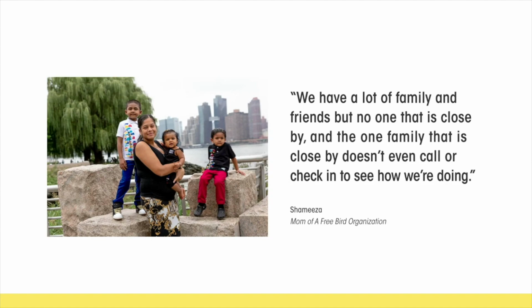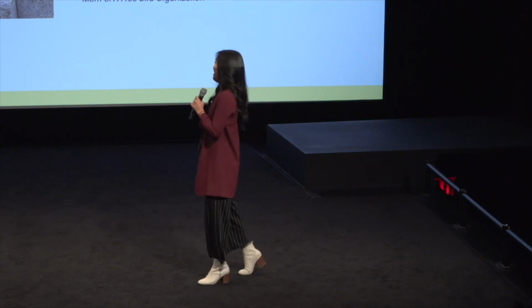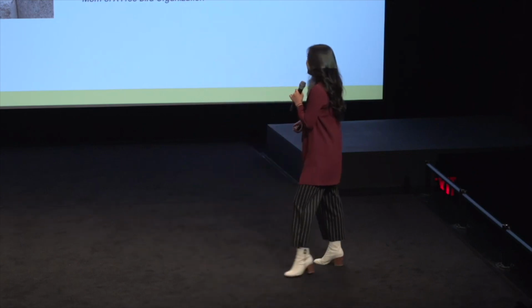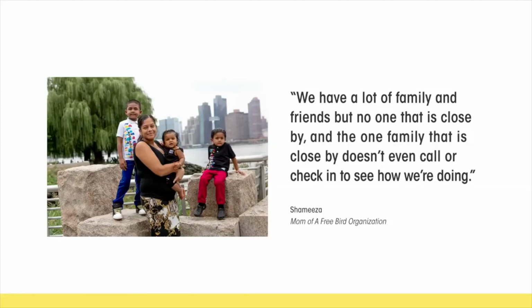This is Shamiza, and her son on the left is King. King was diagnosed with high-risk leukemia and G6PD enzyme deficiency. One of the things that she told me was, we have a lot of family and friends, but no one that's close by. And the one family that is close by doesn't even call to check in and see how we're doing. Moms don't have a lot of support near them, and so this leads them to have very little time for self-care.